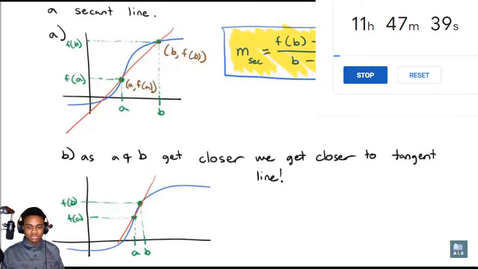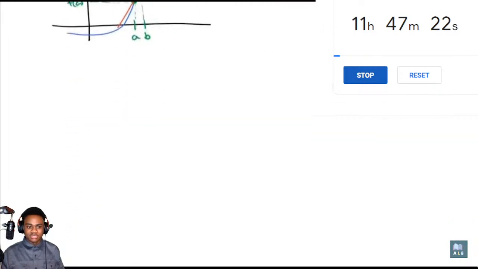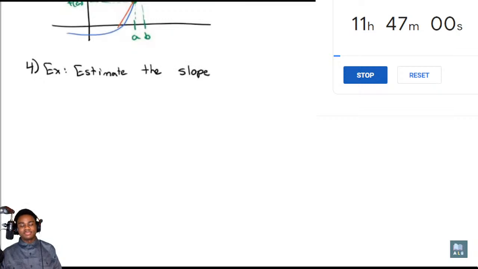This is the big idea that we're going to go after today: can we get A and B close enough together so that we can estimate the tangent line? Let's try it, though, with some numbers in there to make things a little clearer. So let's do number 4. We're going to do an example here. We're going to estimate the slope and equation while we're at it.